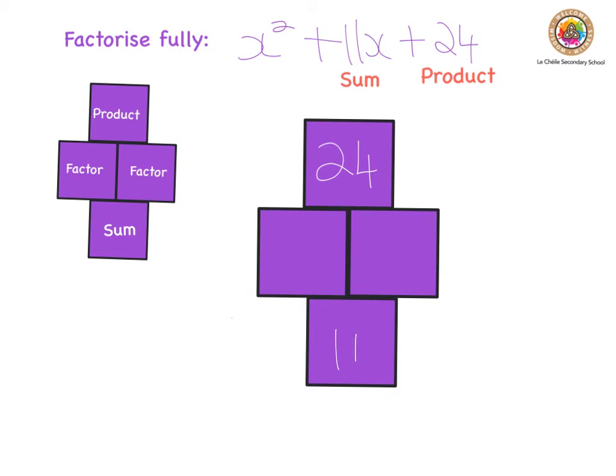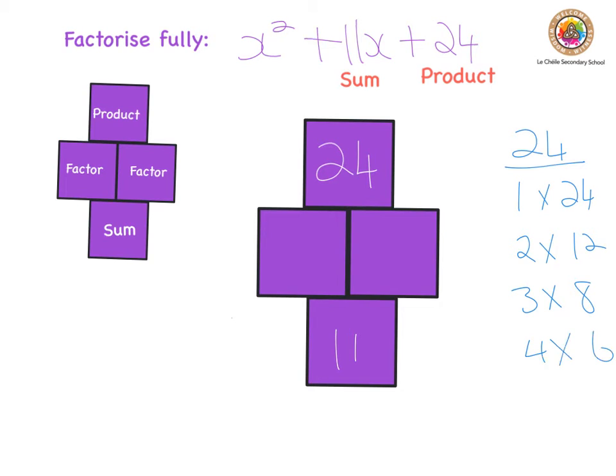Okay? Now, if we look at our box here, it says we're looking for factors. And what are we looking for factors of? We're looking for factors of 24. So over here, I'm just going to list all the factors of 24. Well, I'd have 1 multiplied by 24 gives me 24, isn't that right? 1 by 24. What else gives me 24? Well, 2 by 12, 3 by 8, and 4 by 6. Now, they're all my factors of 24.